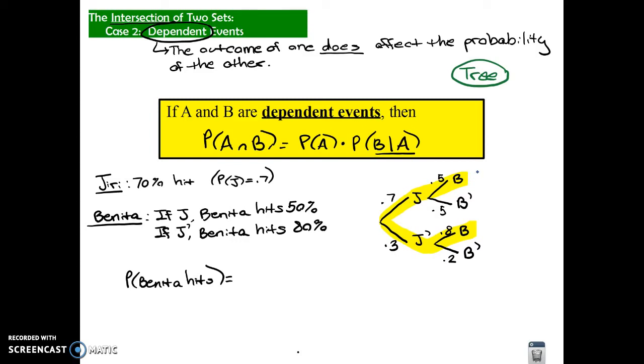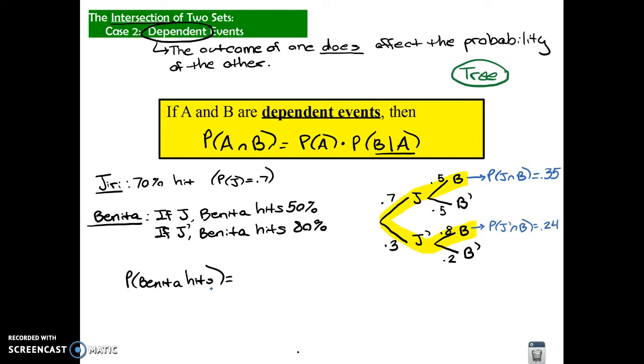To get this probability, the probability that they both hit the target, we need to multiply along those branches of the tree diagram. 0.7 times 0.5 would give 0.35. Here, we're finding the probability that the first person misses and the second person hits. Multiply the probabilities. 3 times 8 is 24, so 0.24.